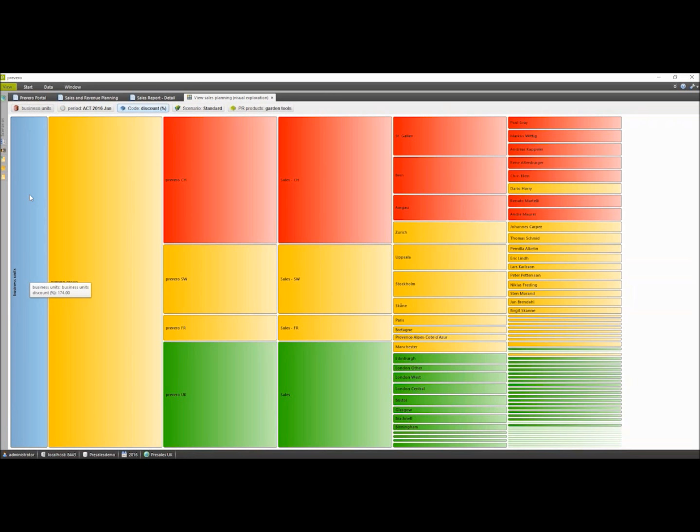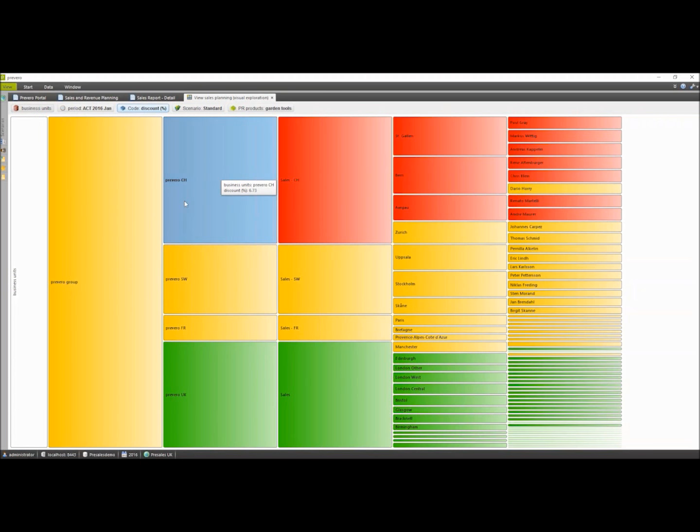So what we've done here is drilled down into the revenue. But what I want to do now is look at another aspect of the data. So yes, the UK is way ahead in terms of sales, but maybe they're actually discounting a lot more. So what I'm going to do is switch to looking at discounts. And just by switching to that particular type of element, what we can then see is a whole lot of color in this view.